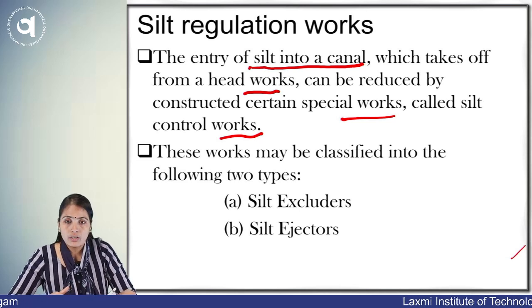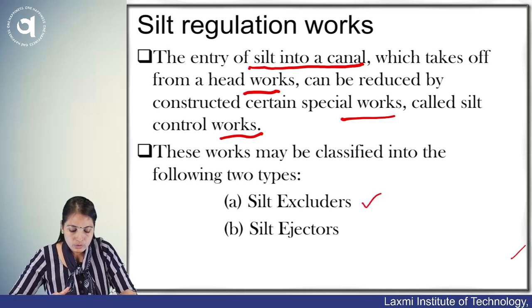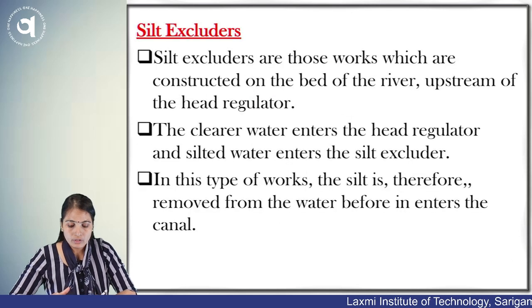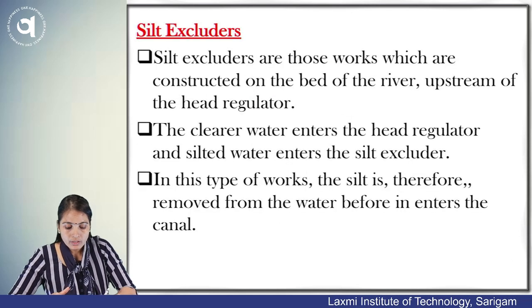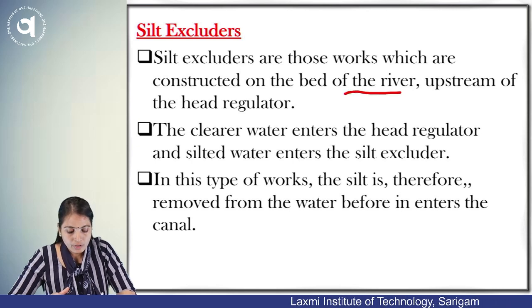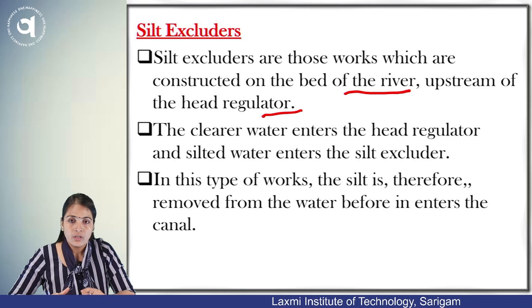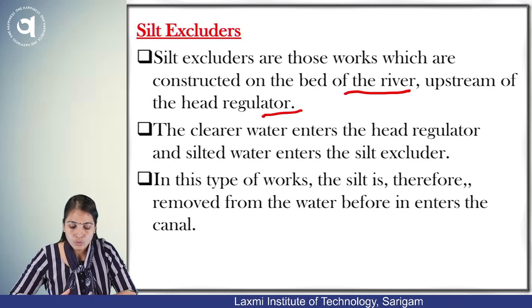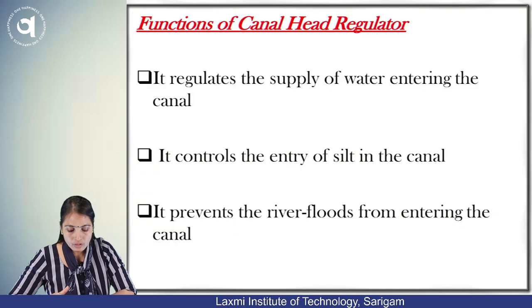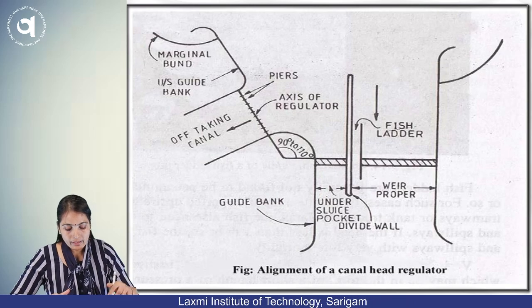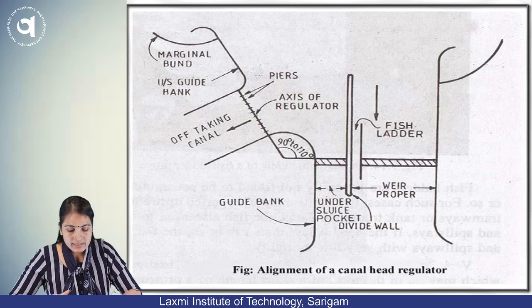These are classified into two types, silt excluder and silt ejector. We'll explain you in detail about this. Silt excluders are those works which are constructed on the bed of the river upstream of the head regulator. If you want to revise what the head regulator and the upstream are, let's go to the components of the head regulator. Here is the alignment of the canal head regulator, and here you can see this is the weir.